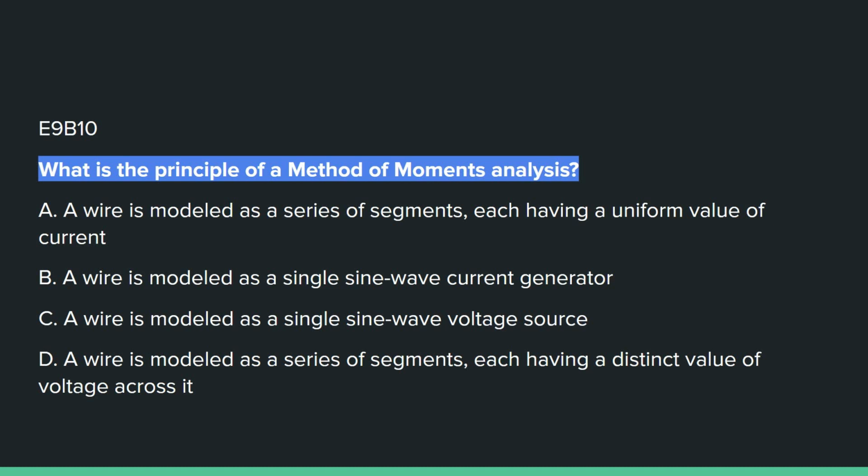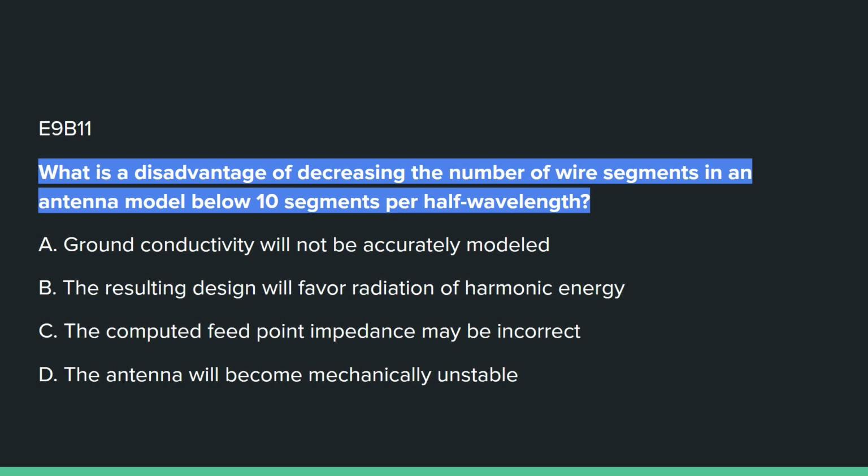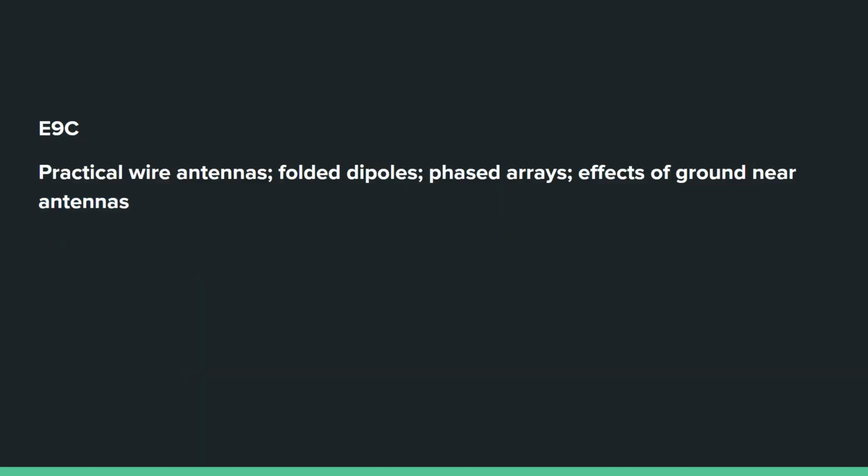E9B10, what is the principle of a method of moments analysis? A. A wire is modeled as a series of segments, each having a uniform value of current. E9B11, what is the disadvantage of decreasing the number of wire segments in an antenna model below 10 segments per half wavelength? C. The computed feed point impedance may be incorrect.